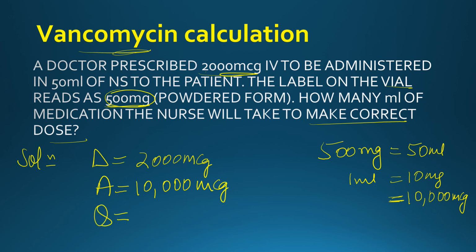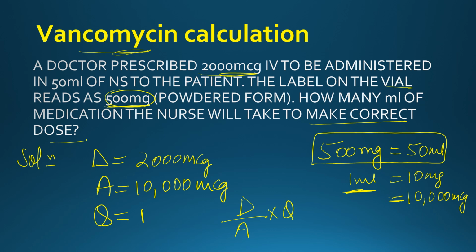And what is the quantity? It is 1. Here we have calculated that 1 ml will give 10,000 mcg if we dilute 500 mg of vancomycin in 50 ml of NS. Okay, so we will calculate 2000 upon 10,000, into 1. Quantity is 1, so 2 by 10, that is 0.2 ml.